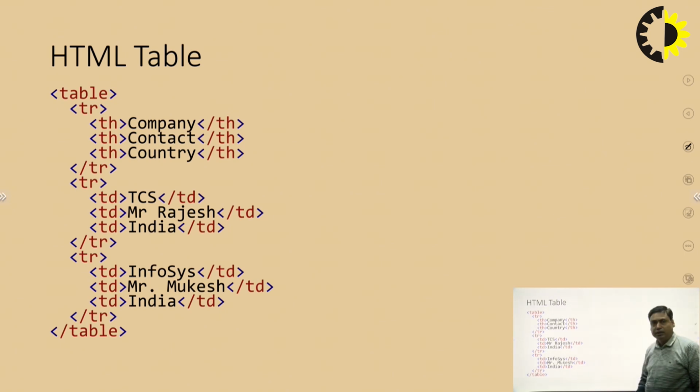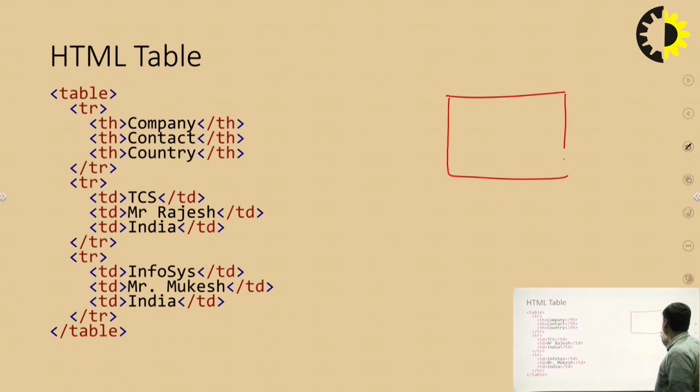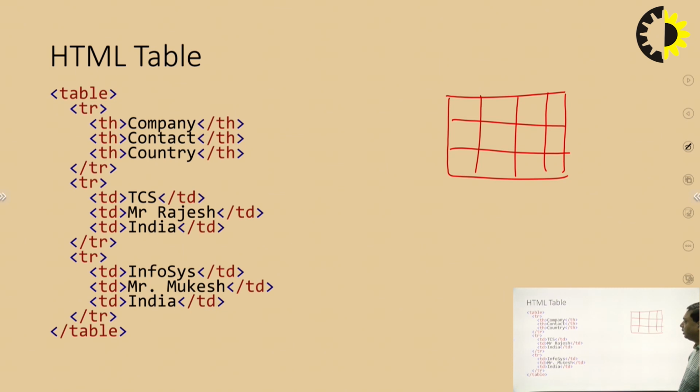Next is table. Table is a very important part of a web page. A table is basically a number of rows and a number of columns. So this is the table that you are going to display in an HTML page. To write any table in an HTML web page, it must start from the table tag. After the table tag starts, we must create a row. To create a row, we are using the TR tag. TR means table row.